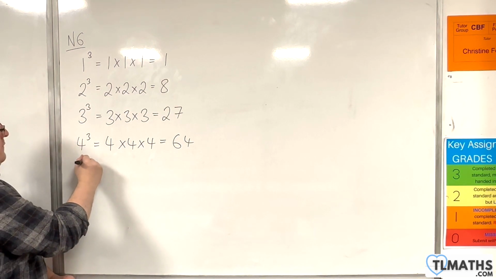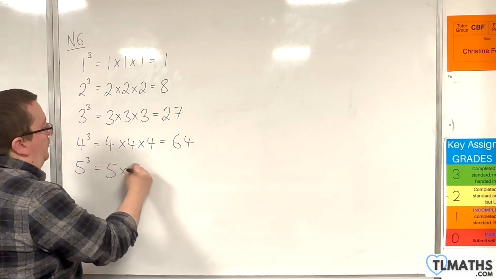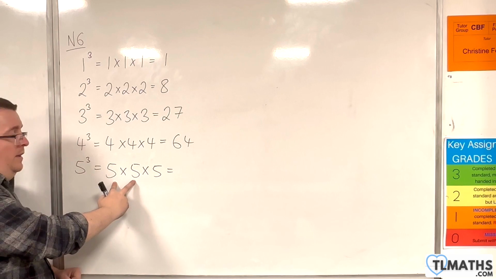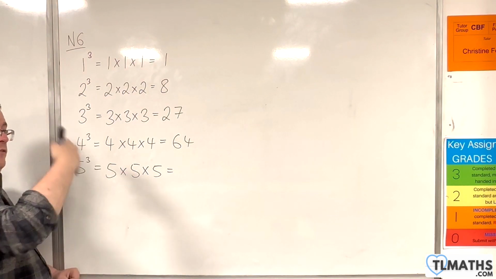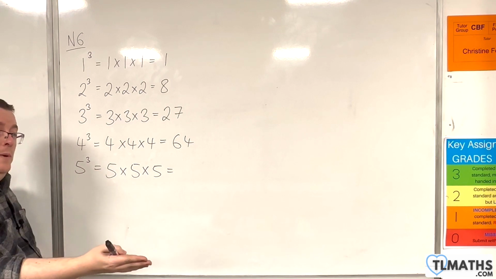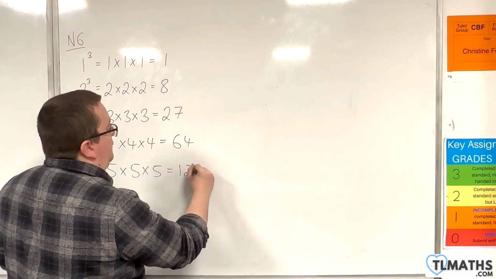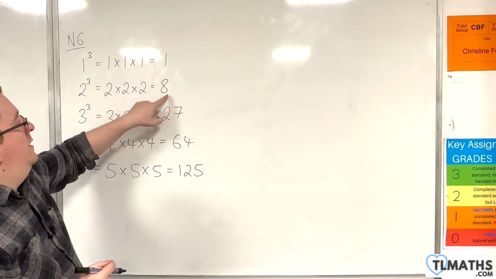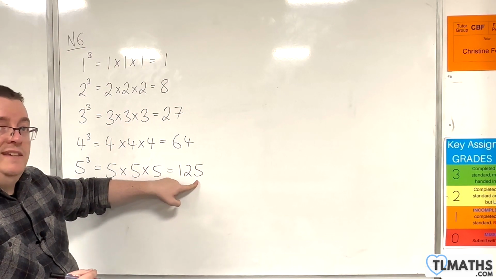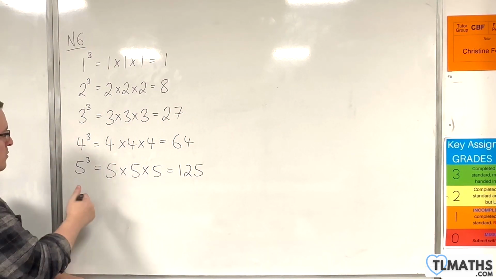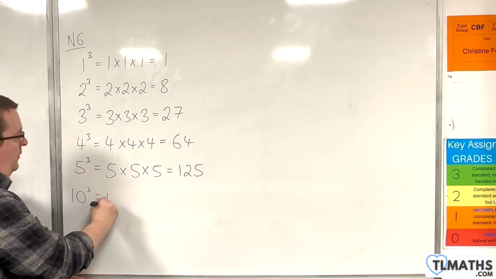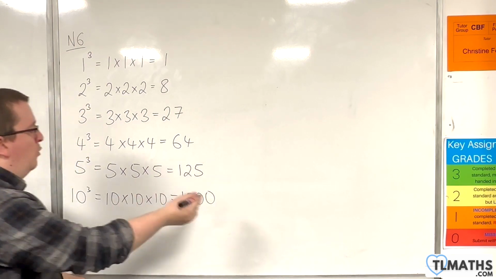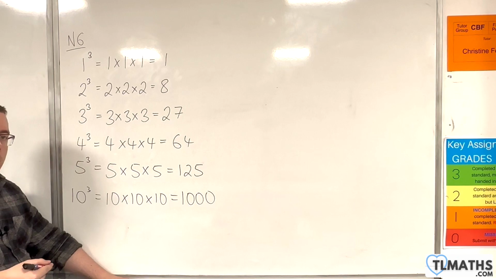And then you have 5 cubed, which is 5 times 5 times 5. Well, 5 times 5 is 25. Times by 5, well, 5 lots of 25. 4 lots of 25 gets you to 100. So this must be 125. Okay? So these numbers here, 1, 8, 27, 64 and 125, we need to know those. We should also know 10 cubed. So 10 times 10 times 10, which is 1000. And we look more at powers of 10 in an upcoming video.